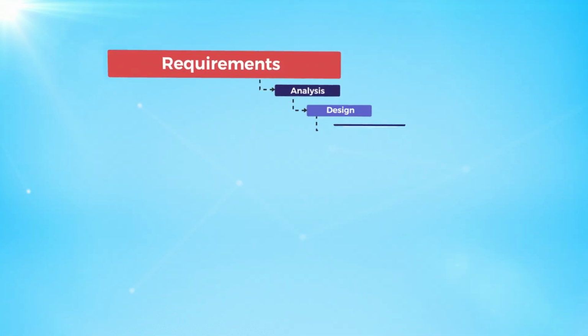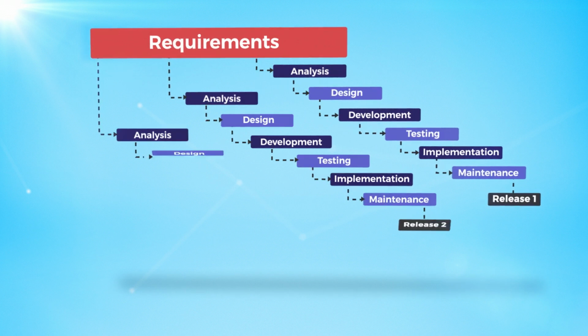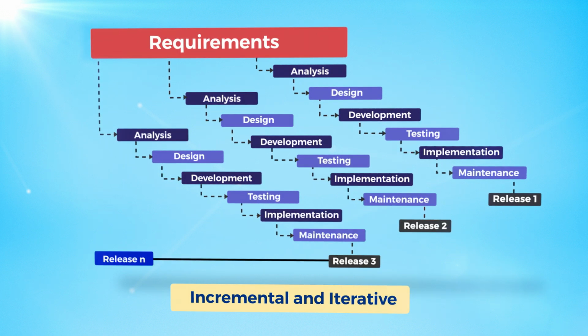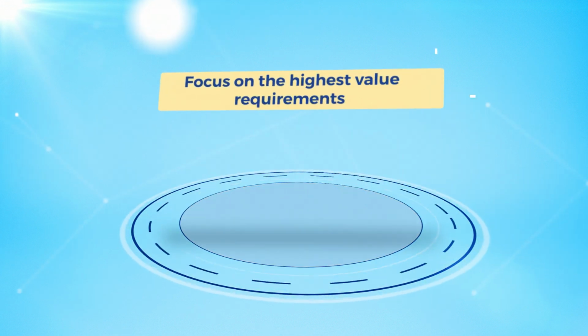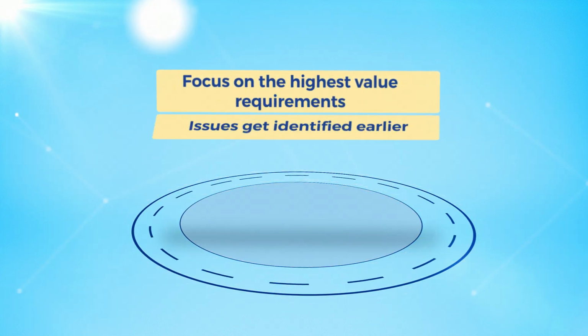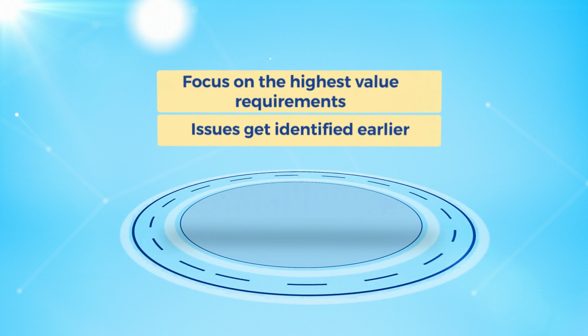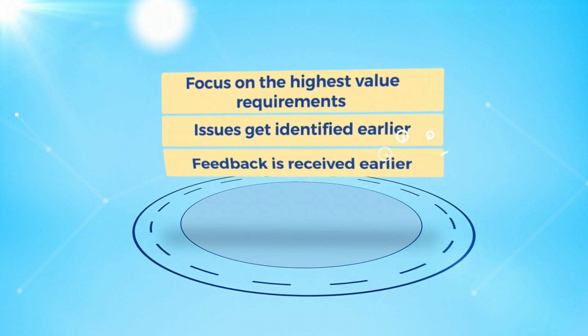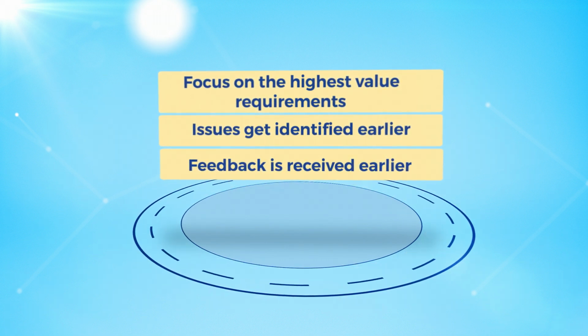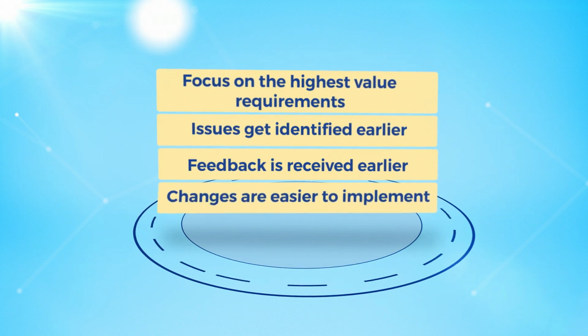In summary, the Agile project management approach is incremental and iterative. Other characteristics of Agile are that it helps focus on the highest value requirements first, issues get identified earlier in the project lifecycle, stakeholder feedback is received earlier and often, and changes are easier to implement.